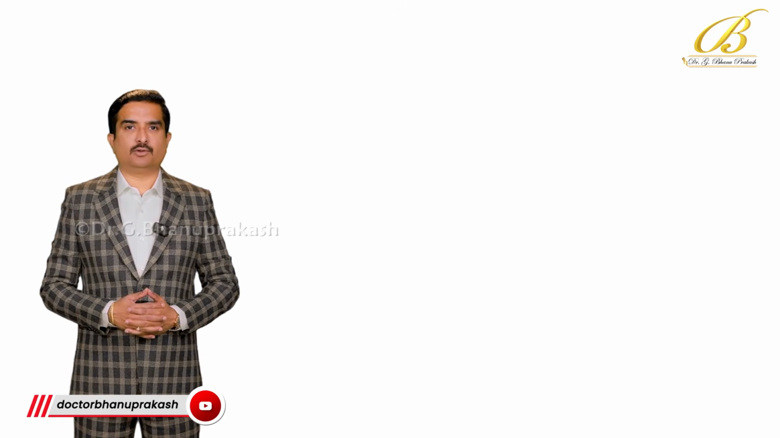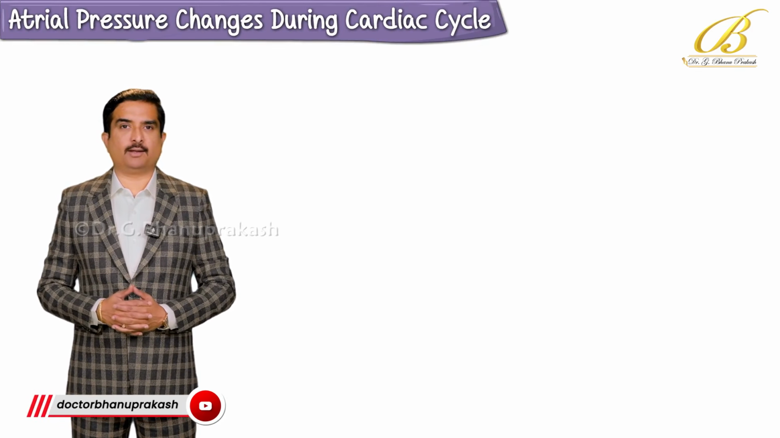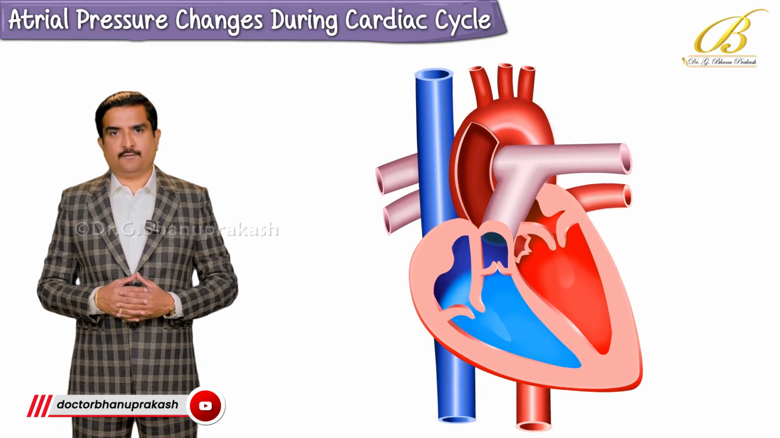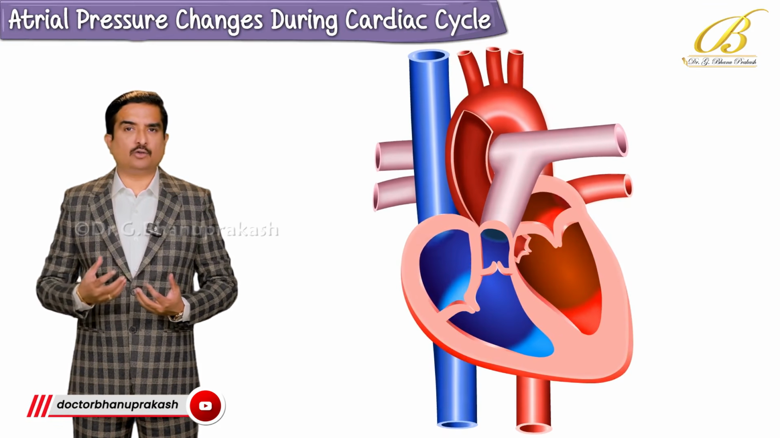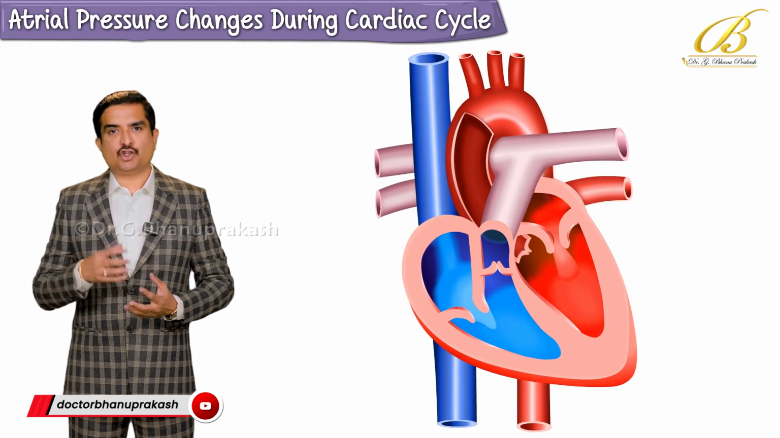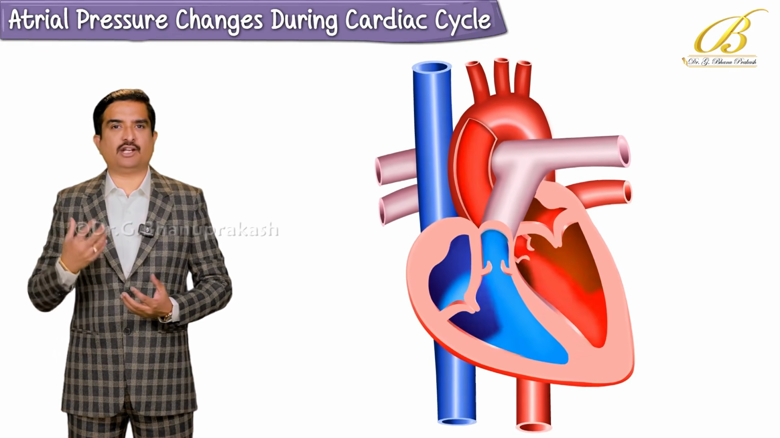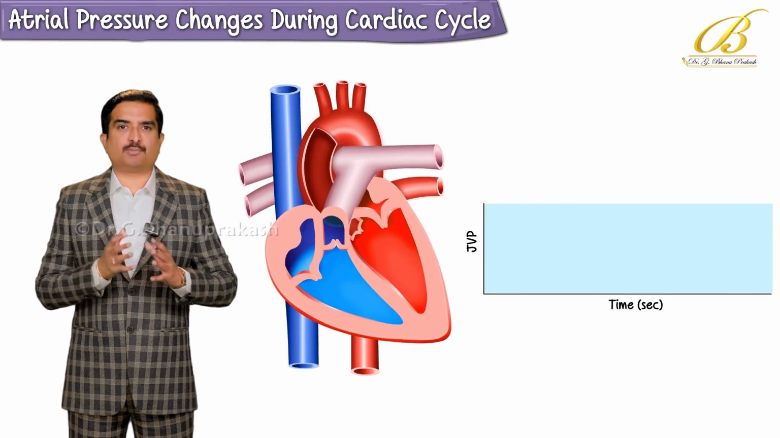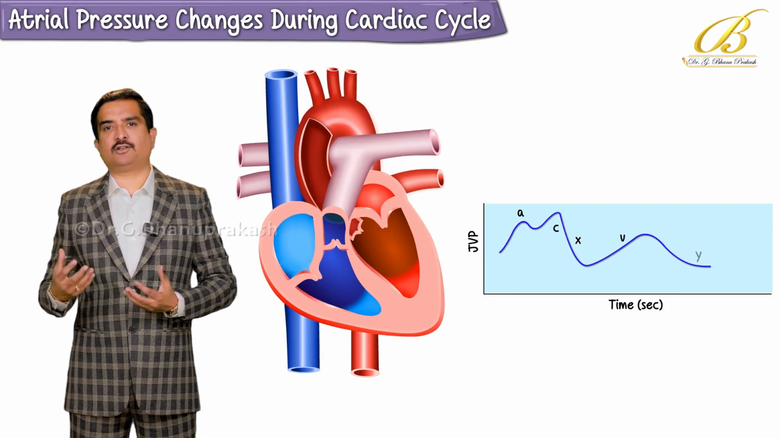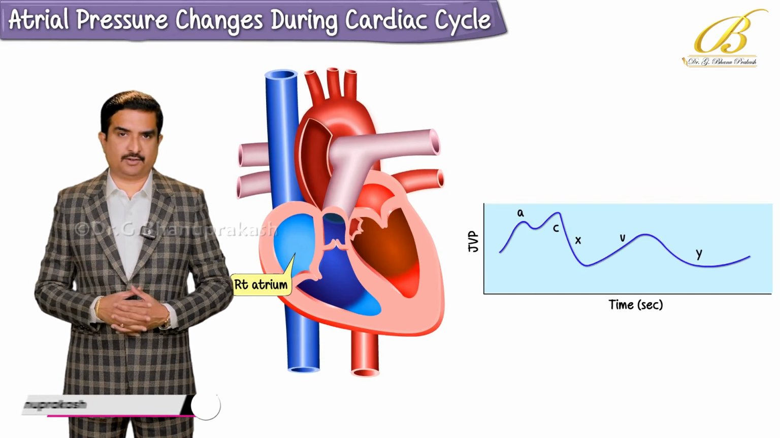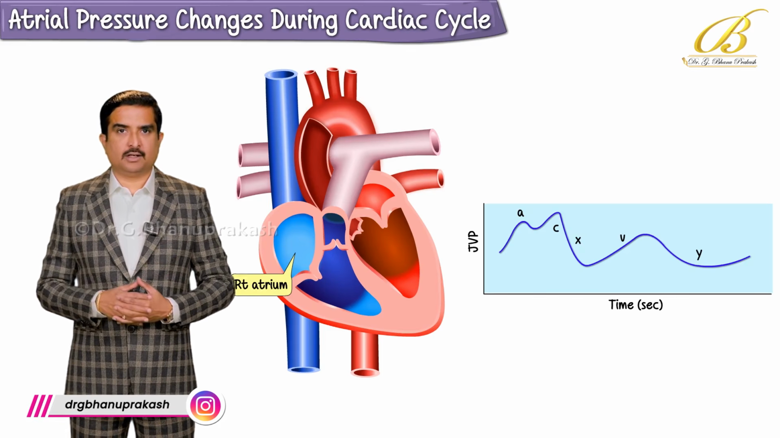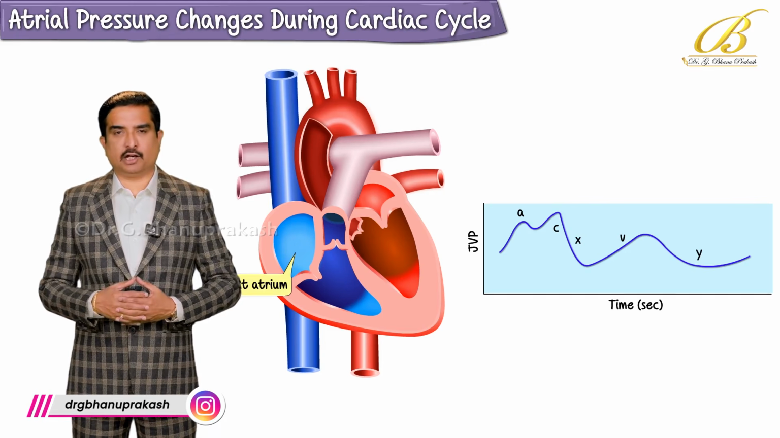Hello everyone. In today's session, we are going to talk about atrial pressure changes during the cardiac cycle. When we study atrial pressure curves, we are essentially watching how the pressure inside the atria changes in response to both atrial contractions and ventricular events. The jugular venous pressure waveform is a reflection of the same changes in the right atrium, so you will often see the two discussed together. So let's dive into this particular topic now.